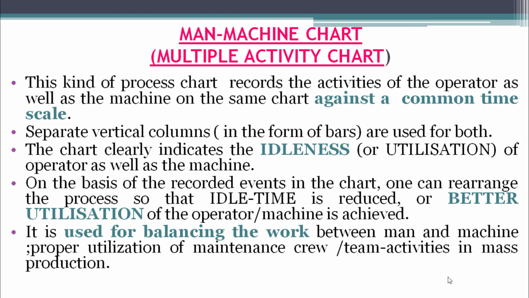So one column of time is common for worker as well as machine. Here we are going to record the activity of worker and machine simultaneously. This chart indicates the idleness or utilization of operator as well as machine.